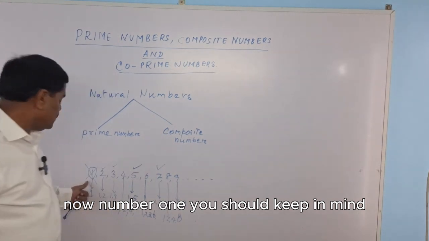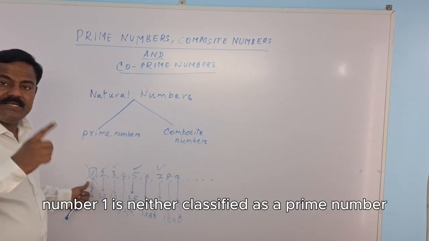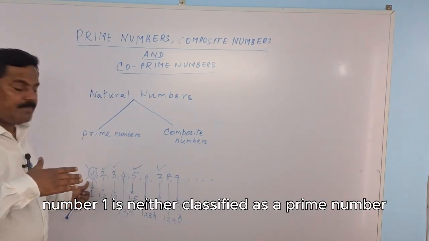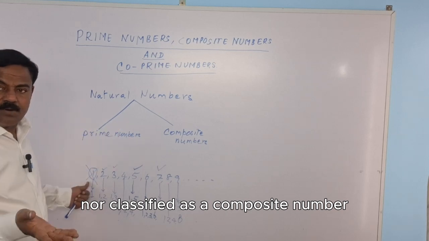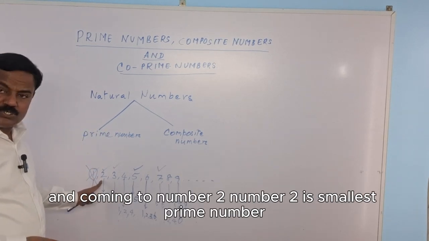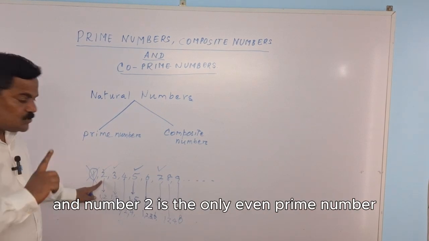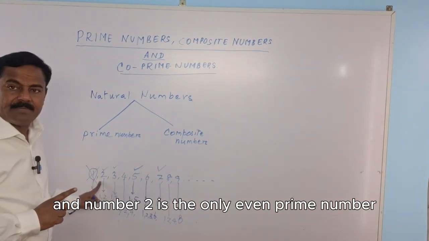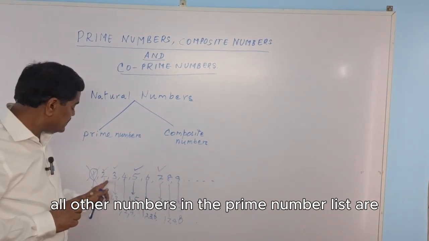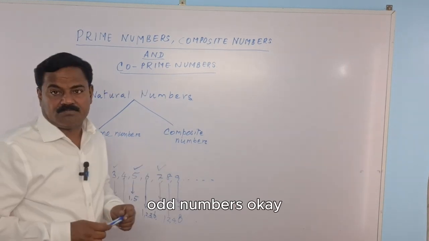Okay, now number 1 you should keep in mind, number 1 is neither classified as a prime number nor classified as a composite number. And coming to number 2, it is the smallest prime number, and number 2 is the only even prime number. All other numbers in the prime number list are odd numbers.